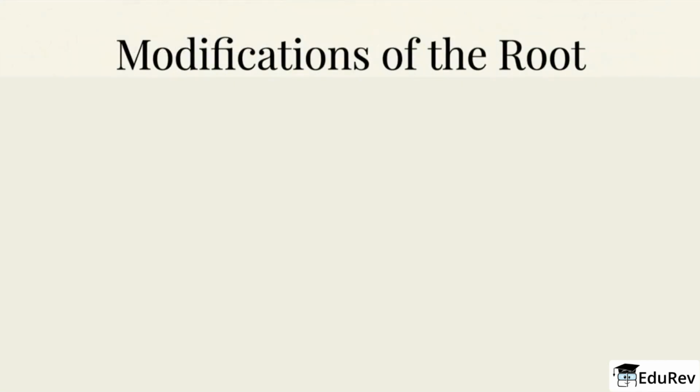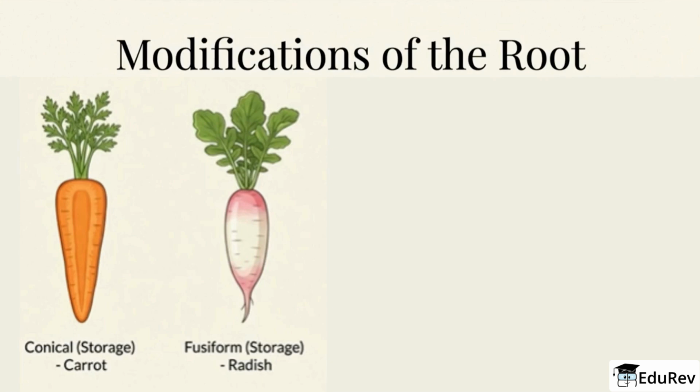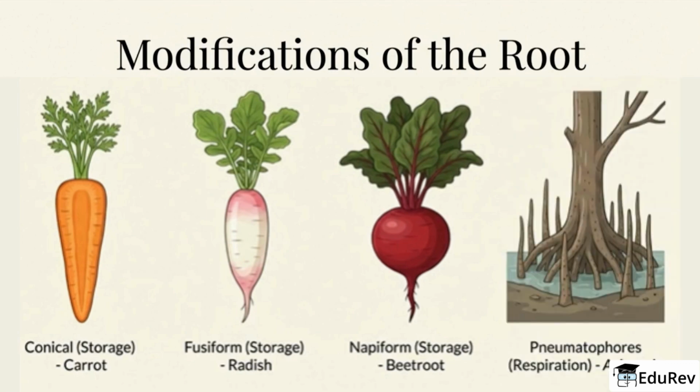Roots are also commonly modified to perform special jobs. Many become storage organs, adopting shapes such as conical, fusiform, or napiform to store carbohydrates. Common examples are carrot, radish, and beetroot. Other roots modify for gas exchange in waterlogged soils. Pneumatophores in species like Avicennia help with respiration.